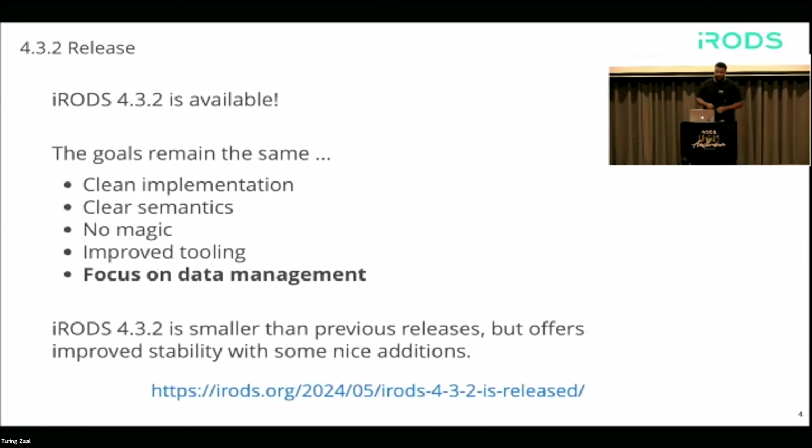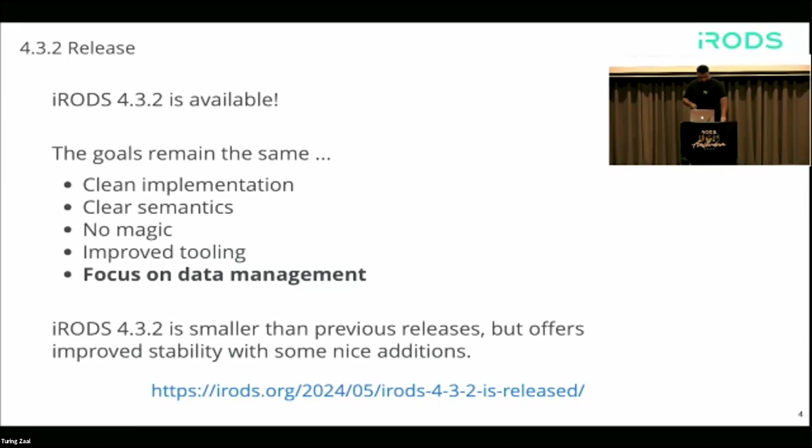All right, now for 4.3.2. This is a slide that we normally have in all of the technology updates. It is available today. We released it just before UGM. Again, the goals remain the same. We want a clean implementation. We want people to be able to read the code and understand what's happening. We want to remove all magic. We don't want any implicit decisions being made by the server itself. We want people to be explicit. We want to focus on improving tooling, and we want to focus on data management.